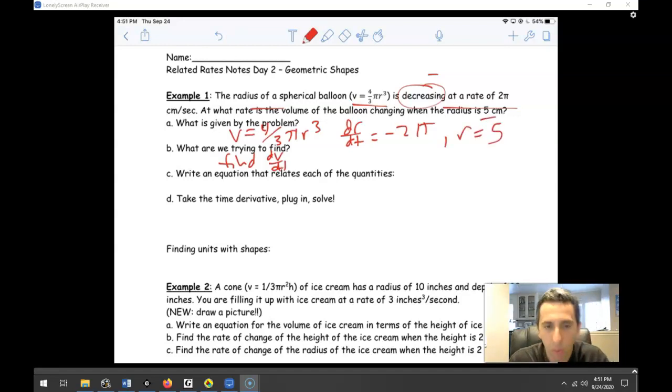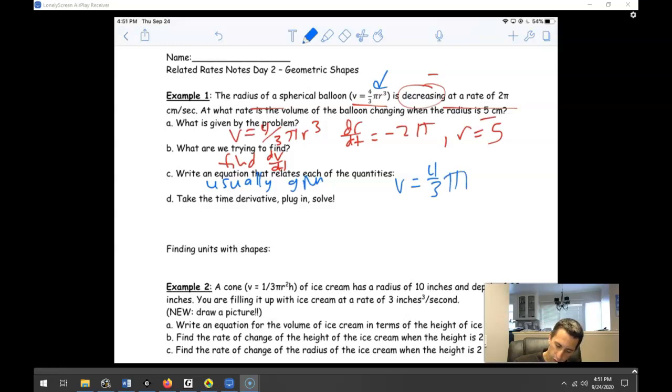Okay, so I've done the first two steps already, right? I have my equation, I know the rate and the radius that's given to me, and I'm trying to find dV/dt. So I need to write an equation first off, and this is usually just going to be given to us. In this case, that's the volume equation that they already gave us. So start with that equation: volume is 4/3 pi r cubed, and then like always, we take the time derivative, using implicit differentiation. After you do that, you plug in and then you solve.